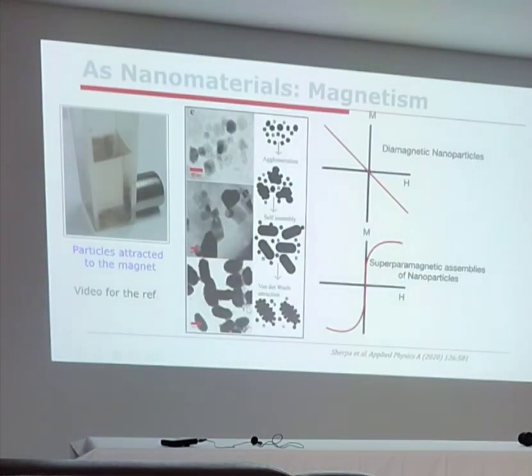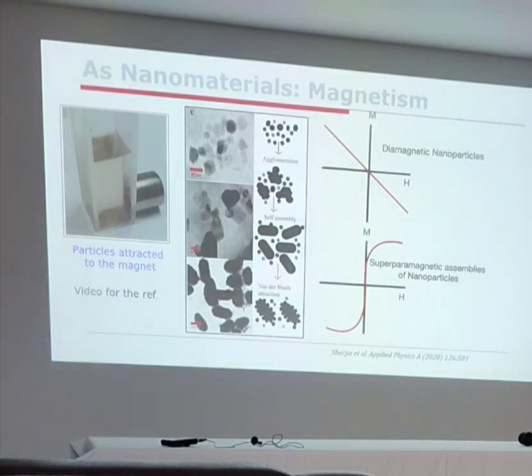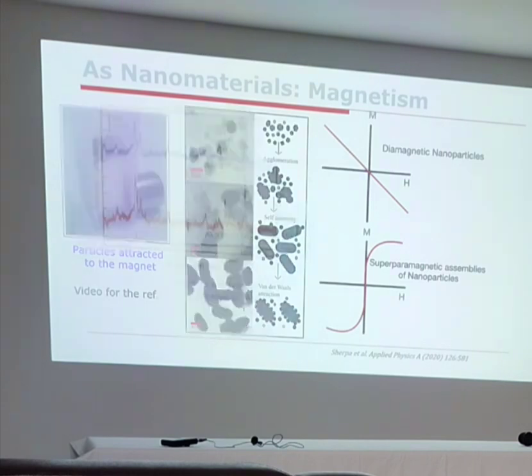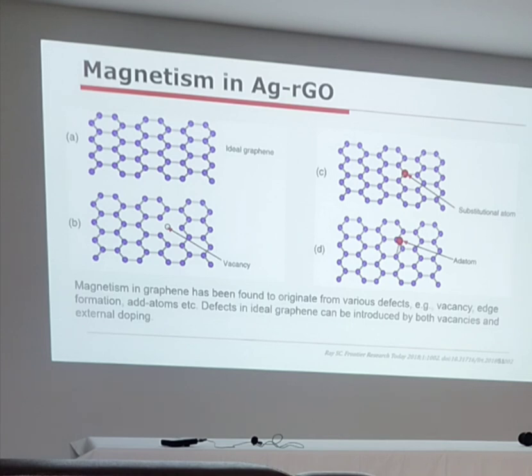Okay. So this is how we have been able to synthesize diamagnetic to superparamagnetic materials. The same material has also been applied, since we've created nanoparticles. We have even been able to apply it for sensors for sensing these particles. Then we also introduce magnetism in graphene.